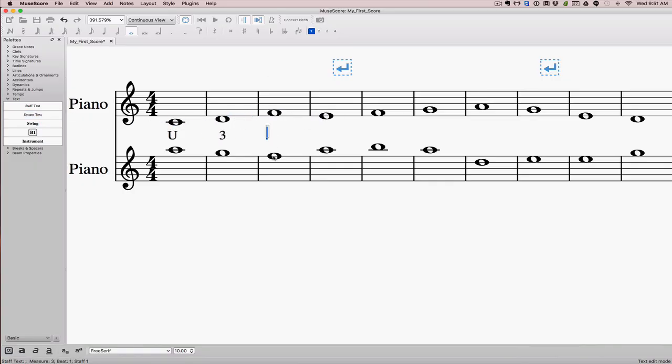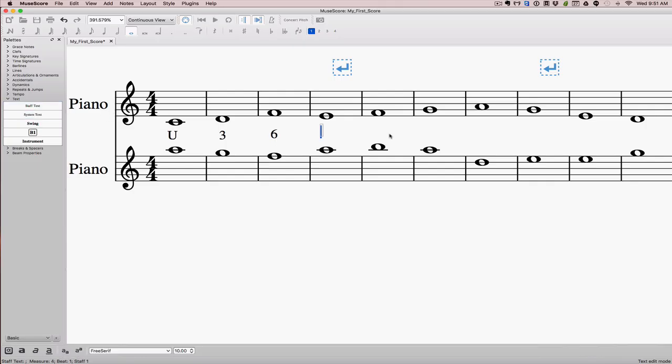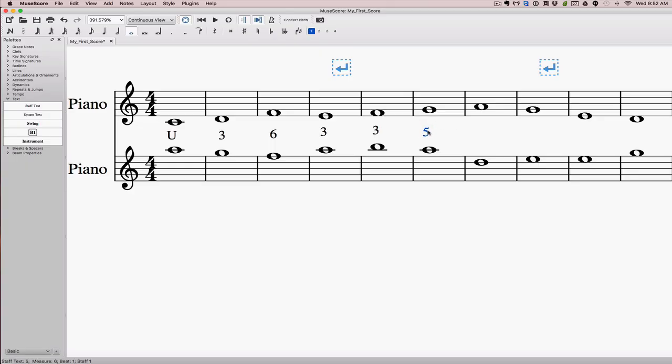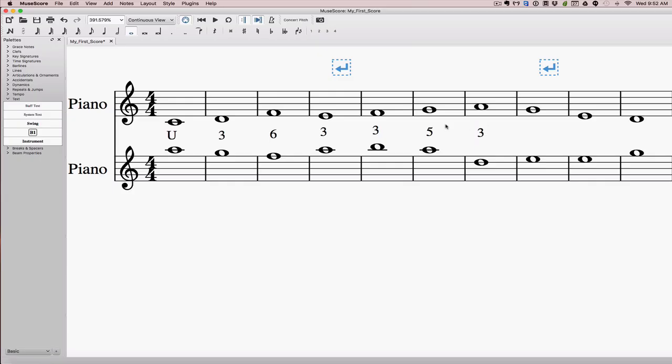What do we have here? We have an A and an F. What is that interval? That's a sixth, so we're going to write a sixth there. A C and an E is a third. A D and an F is a third. A C and a G is a fifth. And an F and an A. Now this one is actually a compound interval, with an octave in between, but we're just going to write it as a third, because those are the rules for this kind of analysis.